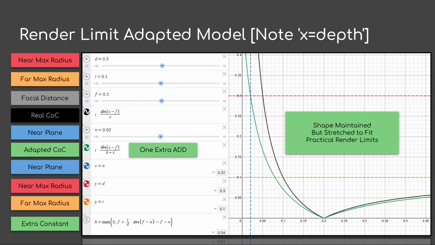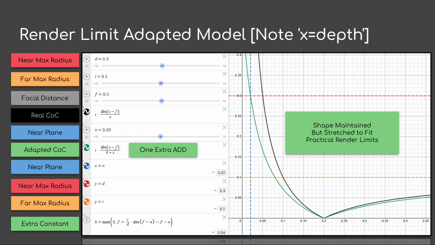Here's an example of a render limit adapted model. Note, in this case, x is equal to depth, or z. D is the near max radius. This is shown with a dotted red line. I is the far max radius. This is shown with a dotted orange line. F is the focal distance. The real circle of confusion is the black line, or the black curve.